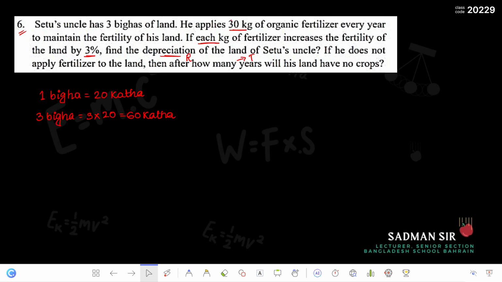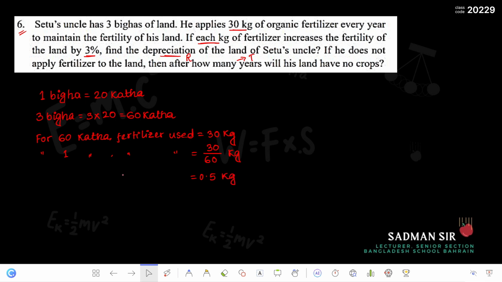Okay, so they are saying that Shetu's uncle is using 30 kg of fertilizer for 60 katha of land. I want to know how much he is using for 1 katha. So for 60 katha, the fertilizer used is 30 kg. So for 1 katha, the fertilizer used will be, definitely it will be less, so 30 divided by 60 kg. If you do the reduction, it will be 0.5 kg.